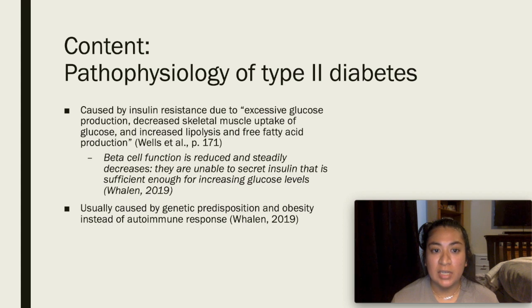Type 2 diabetes is caused by insulin resistance due to excessive glucose production, decreased skeletal muscle uptake of glucose, and increased lipolysis and free fatty acid production. Beta cell function is reduced and steadily decreases, therefore they're unable to secrete insulin that is sufficient enough for the increasing glucose levels that occurs with eating. This is usually caused by a genetic predisposition and obesity rather than an autoimmune response like in type 1 diabetes.